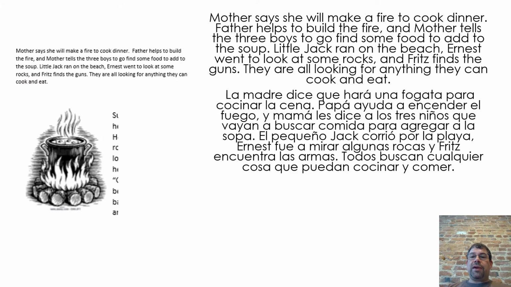Mother says she will make a fire to cook dinner. Father helps to build the fire, and Mother tells the 3 boys to go and find some food to add to the soup. Little Jack ran on the beach. Ernest went to look at some rocks, and Fritz finds the guns. They are all looking for anything they can cook and eat.